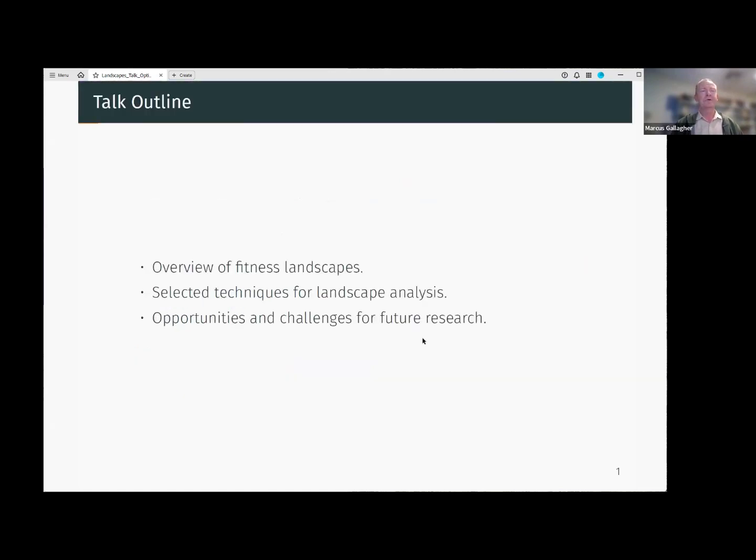So really, I want to just try and do these three things. I'll give you a bit of an overview of what we mean by fitness landscapes and why anybody might be interested in doing research in this area. And then I'll talk about a few selected techniques that I've worked on with some very bright students over the years, that can be useful, I think, for doing landscape analysis.